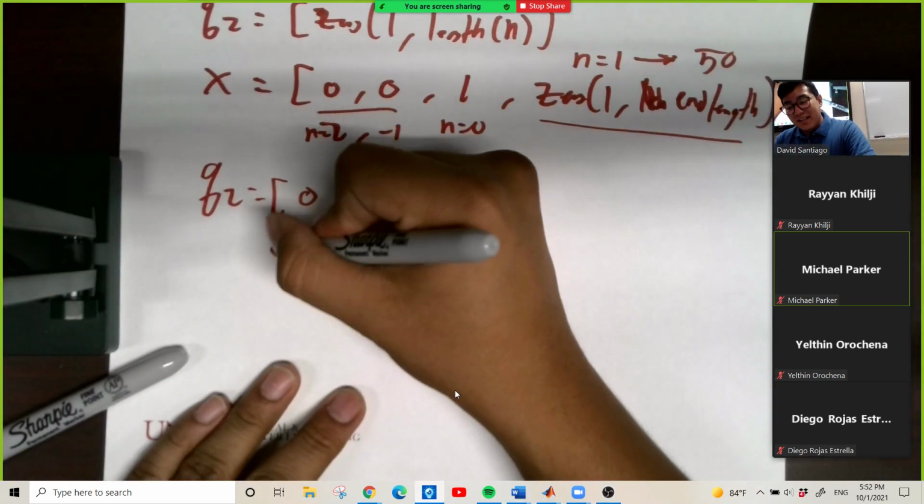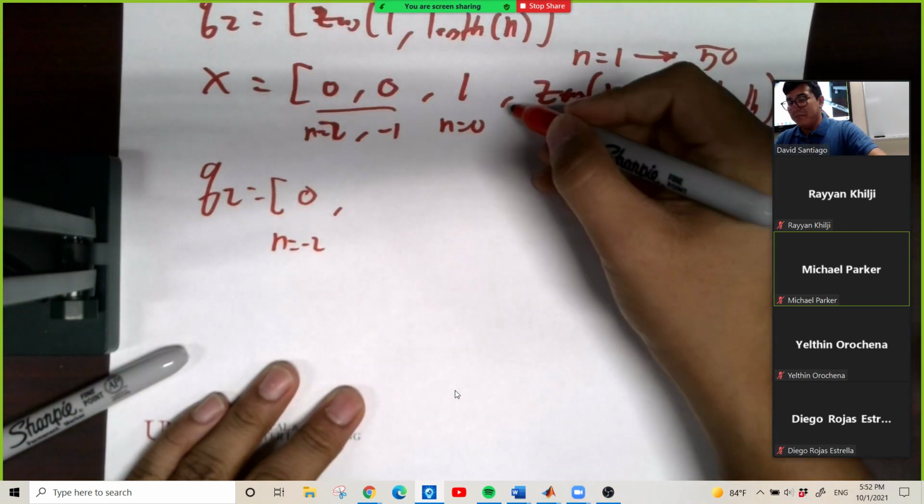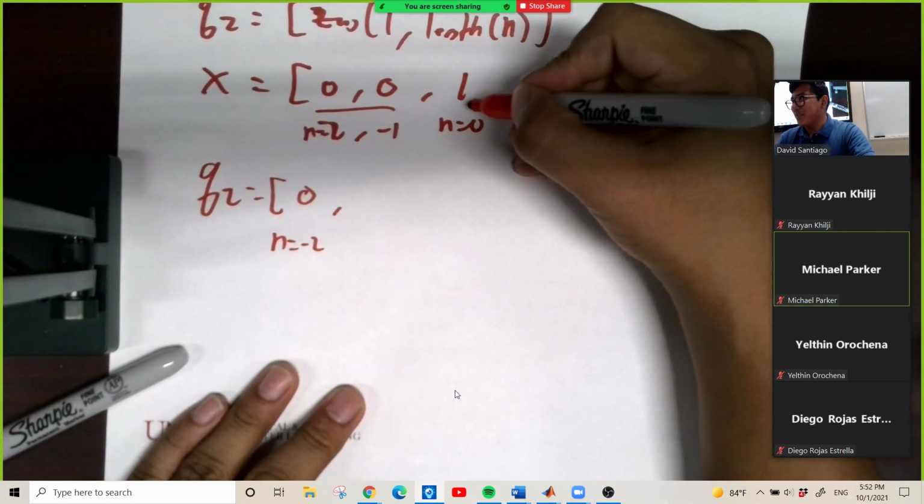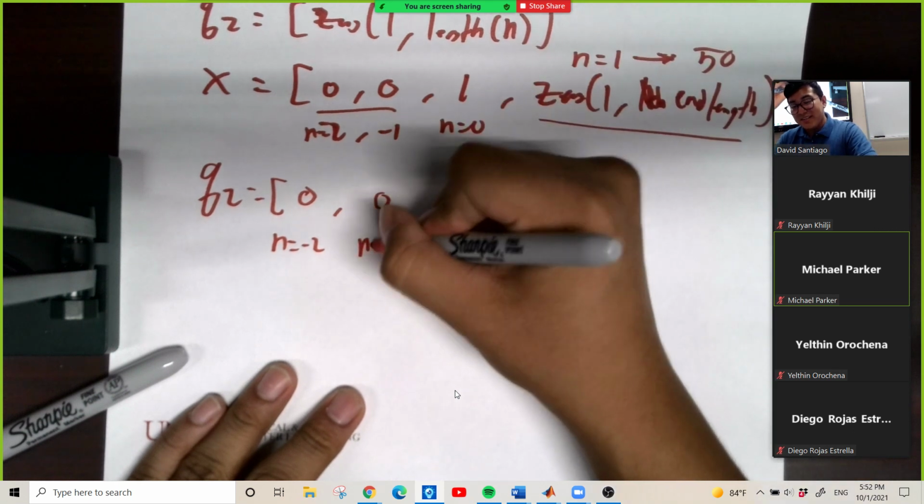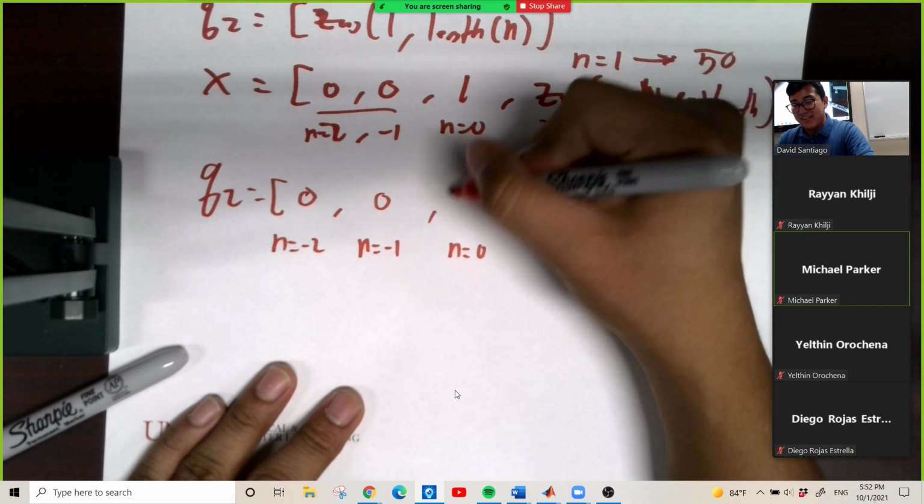So n is equal to minus 2. Okay, as we're following the input, here's our impulse response at n is equal to 0. Here's a 0. N is equal to minus 1. And now here's our n is equal to 0. What do we put in there?